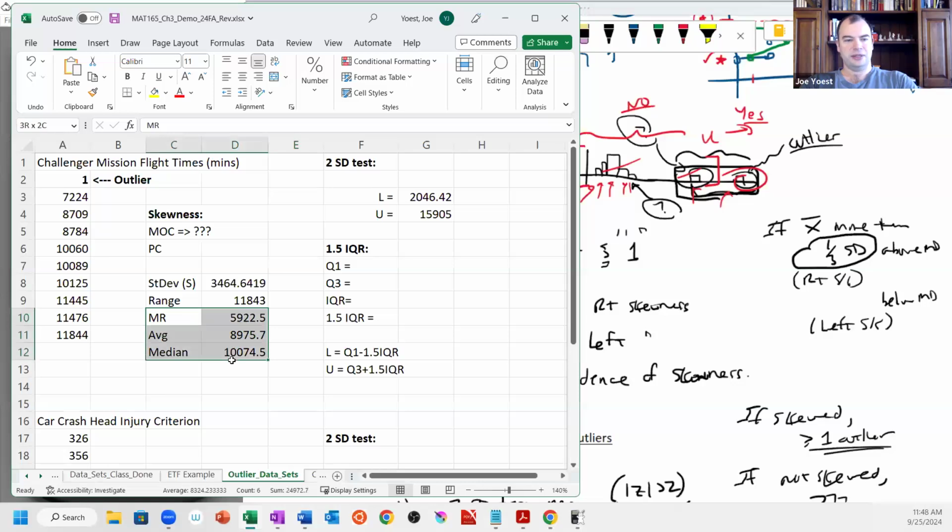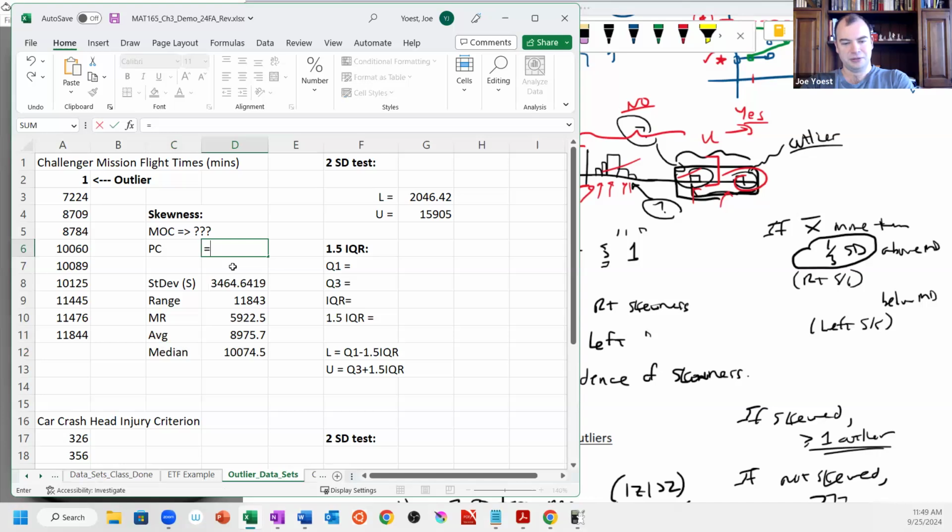And I do note that the mid-range, the one most affected by outliers, is about 6,000. That does seem to be quite a bit lower than the roughly 9,000 for the average. And that 9,000 for the average does seem to be a bit lower than the median of about 10,000. So 10,000 down to 9,000, that's a change of, say, roughly 10%. 9,000 down to 6,000 is a change of roughly 30%. So I do see that my measures of center kind of line up in a direction indicating some left skewedness.